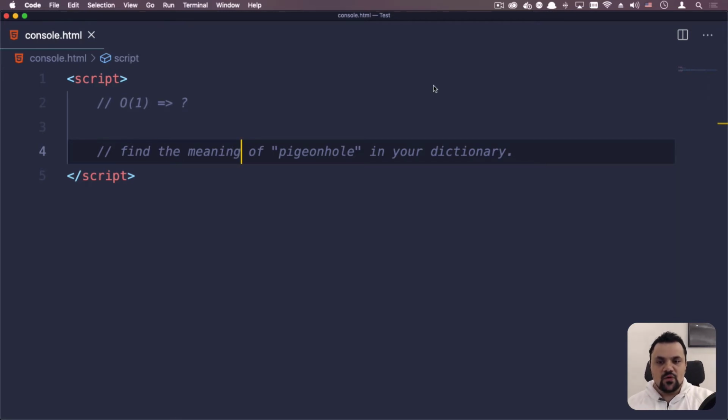If I told you to go and look for the meaning of this word, pigeonhole, in your dictionary, not on Google, don't translate it on Google, just go to your book, a normal dictionary, and find the meaning of that. I hope you have one. Well, probably you will open that dictionary and start. This is the first algorithm. It's an algorithm, right? We start page by page, 1, 2, 3, 4, and so on, until we find the page that contains this word. Well, that's an algorithm, right?